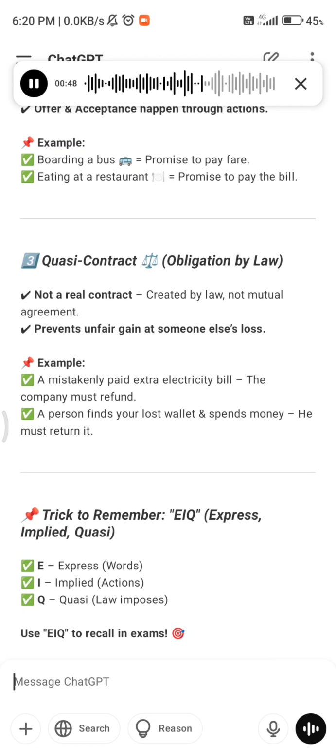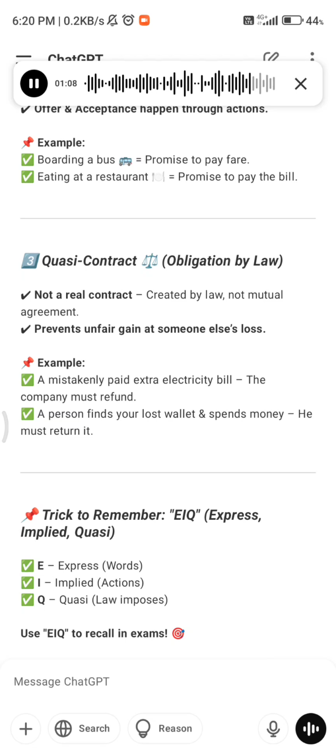3. Quasi-contract: obligation by law, not a real contract. Created by law, not mutual agreement. Prevents unfair gain at someone else's loss. Example: a mistakenly paid extra electricity bill. The company must refund. A person finds your lost wallet and spends money, he must return it.